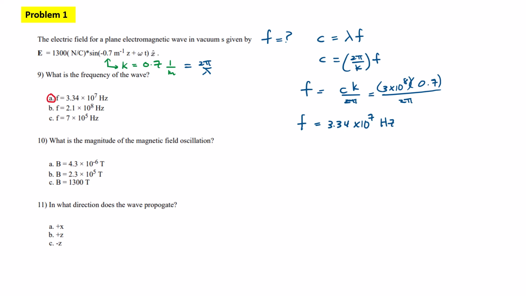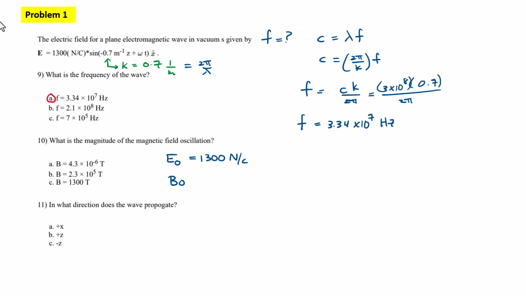All right, what is the magnitude of the magnetic field oscillations? All right, so again, if you're given an expression like the one up above here, you should know that the amplitude of the electric field, you typically call it E0 or E max. That guy right there is 1300 measured in newtons per coulomb. Now we're looking for the amplitude of the field right here. So what we have to do is we're looking for B0.